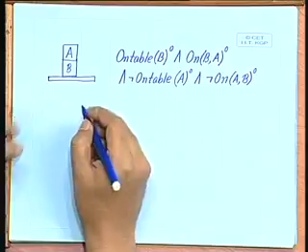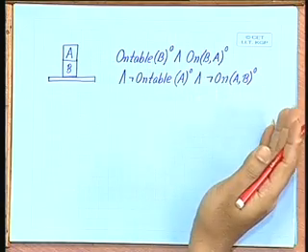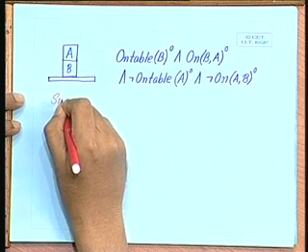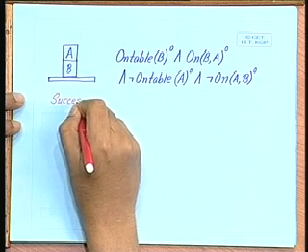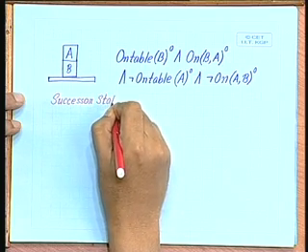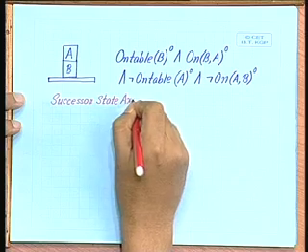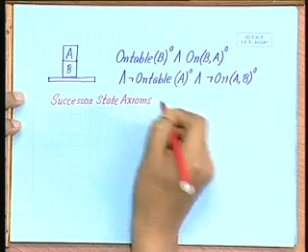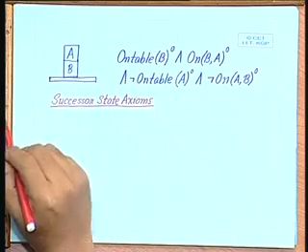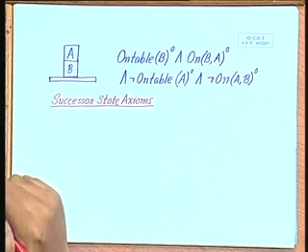Then we will have a bunch of successor state axioms, which are going to tell us that if we have this set of clauses, then what are the things that we can deduce from it, right. So, these will actually indicate the effect of the different actions.